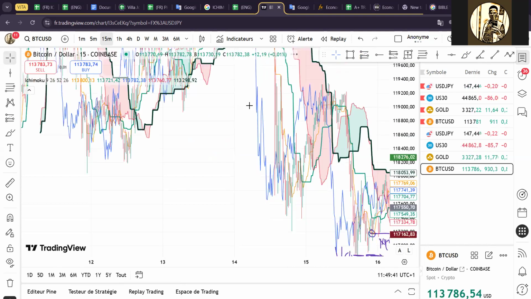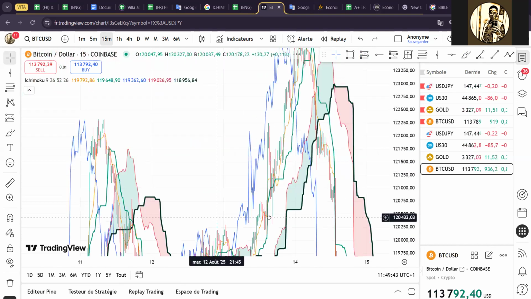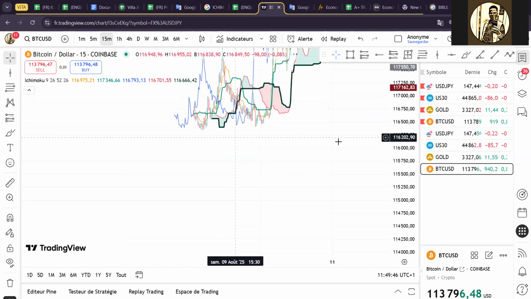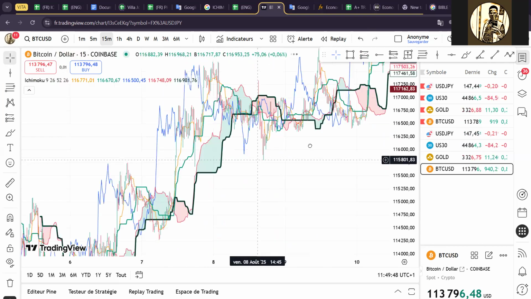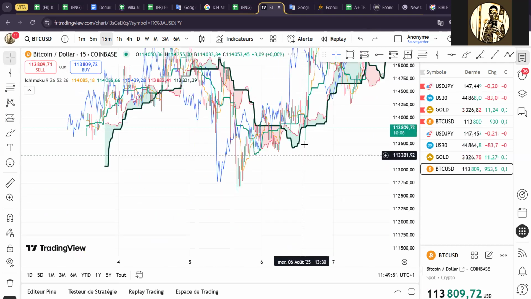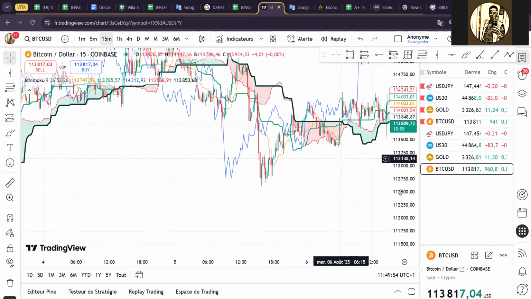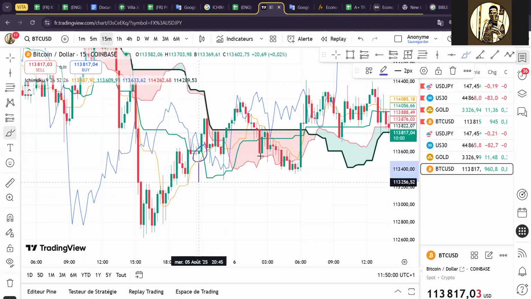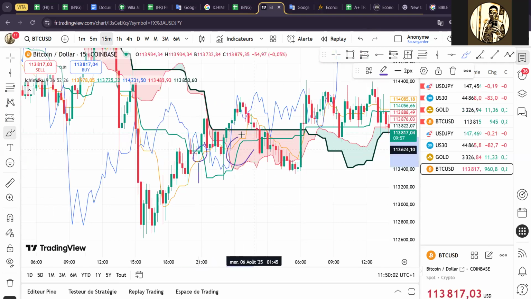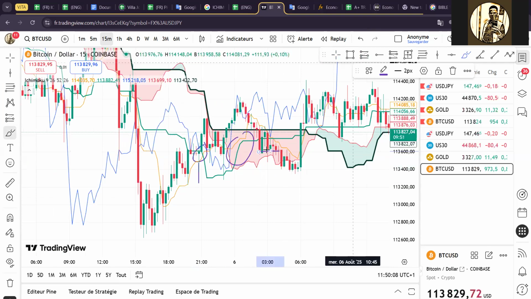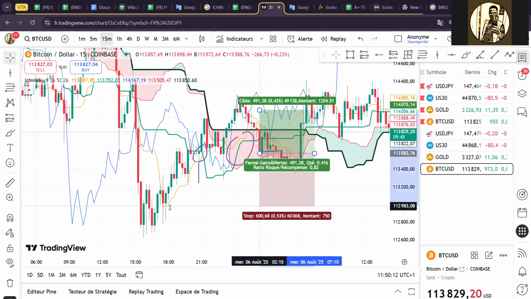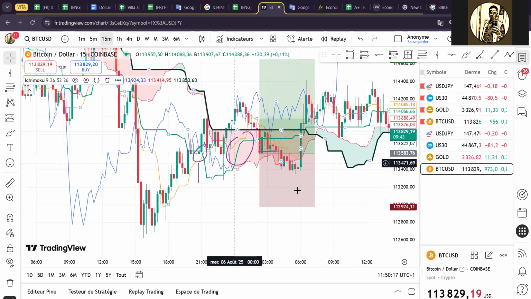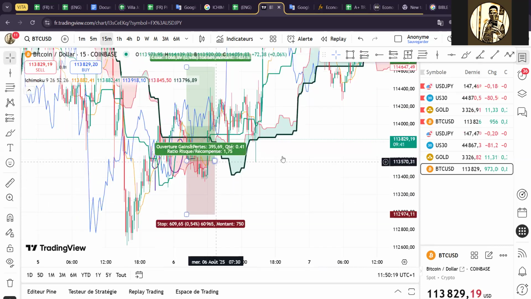Let's try to find another example if you can find it. It happens, but it doesn't happen always. But when it happens, you know. The most important thing for you to know, right? Let us take this example. This is another one. You have a TK cross before the cloud, right? And then Tenkan and Kijun are inside the cloud. Then you have what? An opportunity to buy at Kijun here. And then your stop loss will be where? Just right here. Okay. And then you will have an opportunity to ride up.